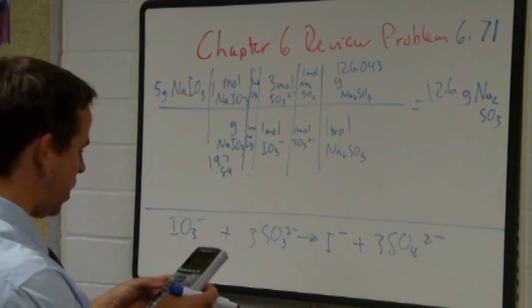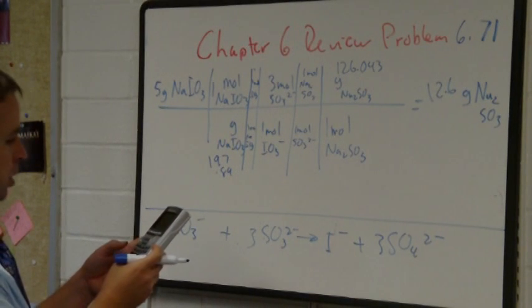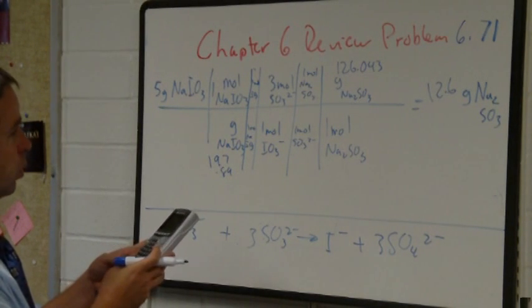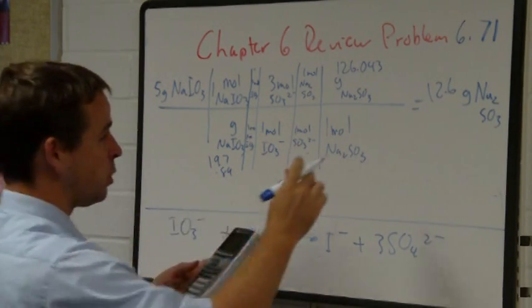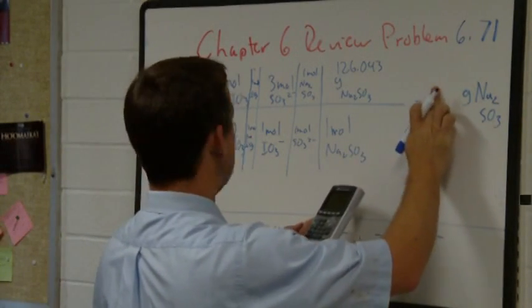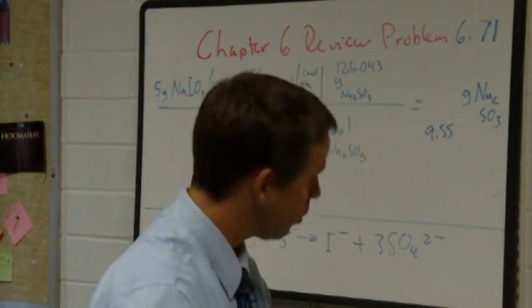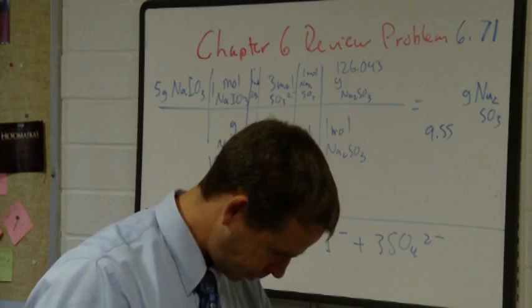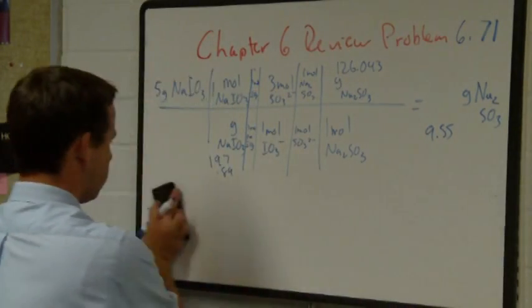So 5 divided by 197.89 times 3 times 126.043. All right, so not 12.6, but 9.55. See what we got here, 671, 9.55. All right, 673.